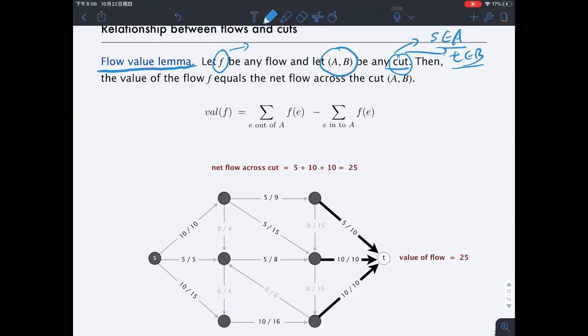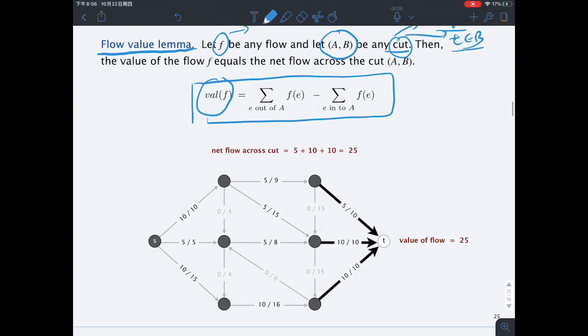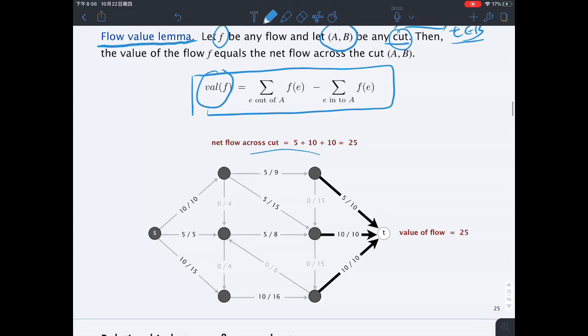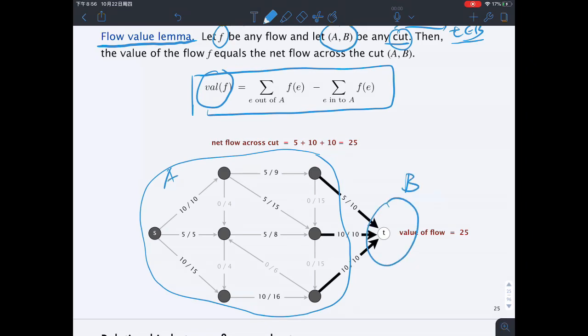The flow value lemma says that there's a way for us to compute the total flow. Let's imagine the partition looks like that. This is our A, and this is our B. There's a way that allows us to compute the total flow of this solution. The most obvious way to compute the flow is to sum up all the numbers coming out of S. So this is 10 plus 5 plus 10, which is 25, right?